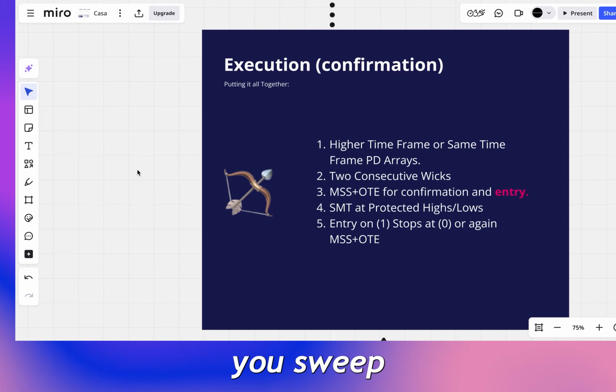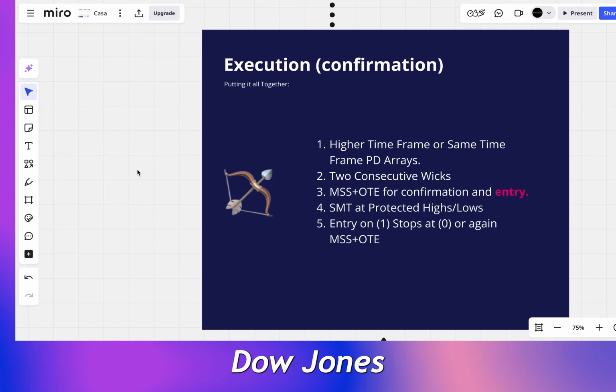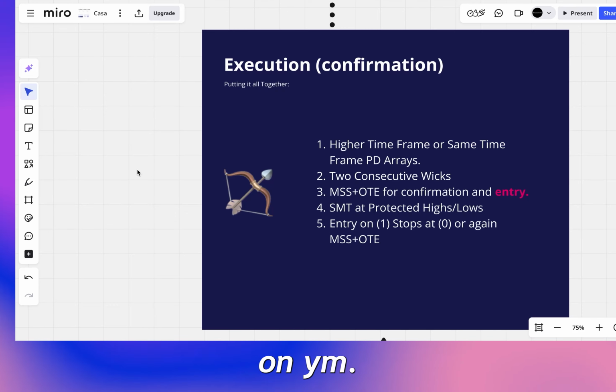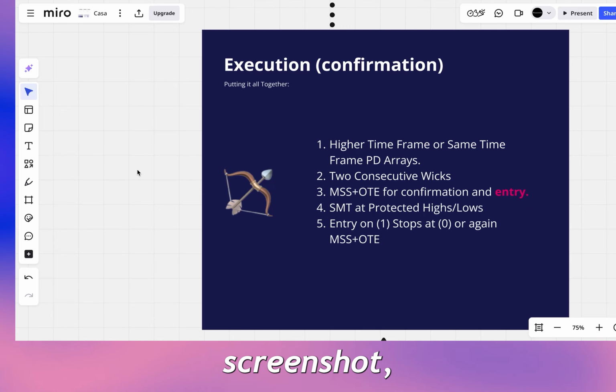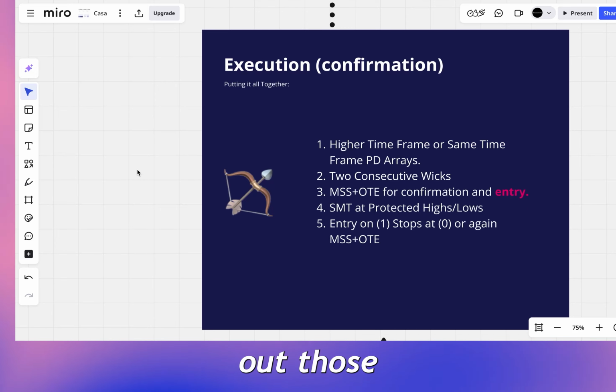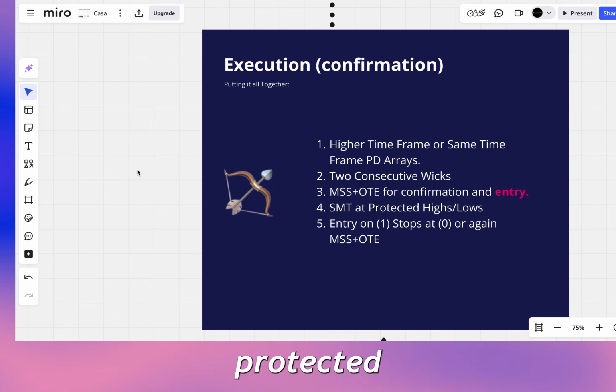Let's say, for instance, you sweep liquidity, and then, like for today, right? We swept liquidity on YM, or the Dow Jones, and we failed to do so on ES and NQ. So that wick on YM, and I'll go back to that example later if you guys want to rewind the video and look at that same screenshot, that same wick that swept out those relative equal highs and failed to do so on the other assets is a protected high/low.